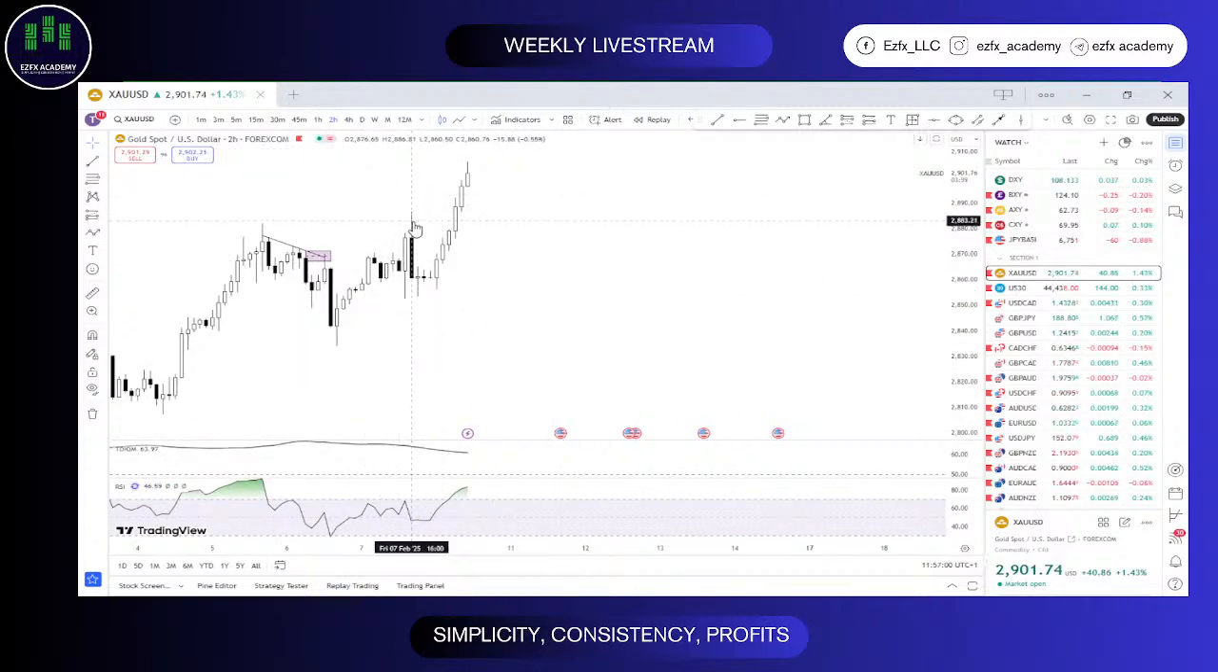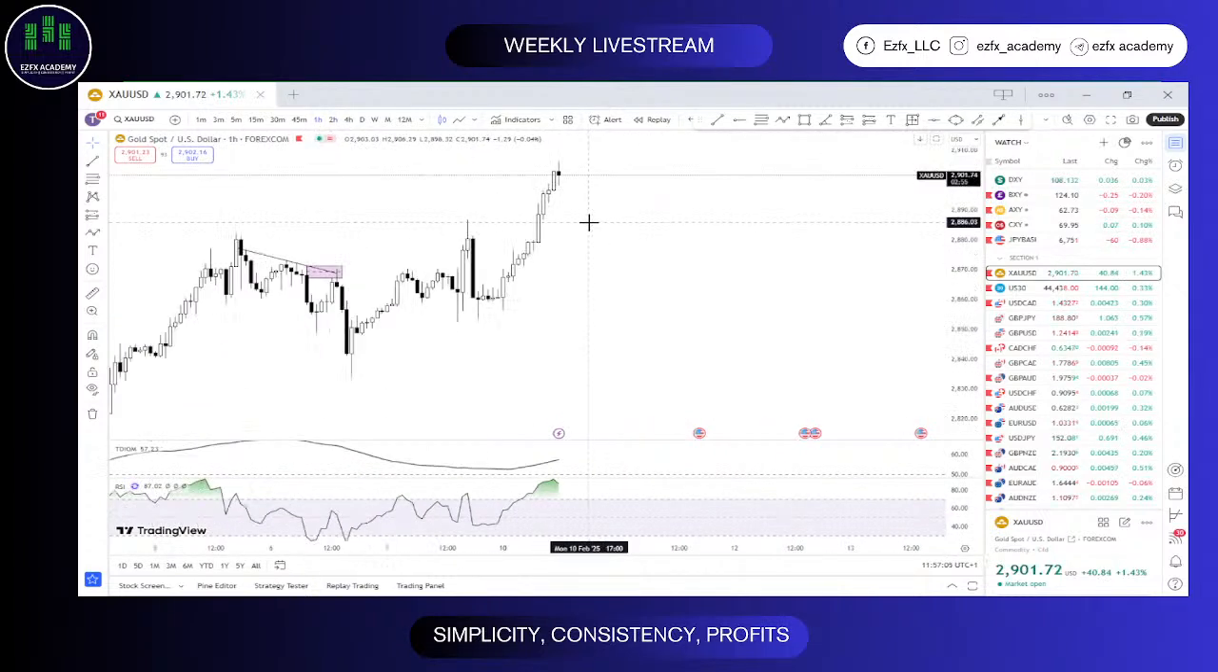I think this was the candle that was made here. This was Friday's NFP candle. So going based off of that, this was the other block that price neglected.